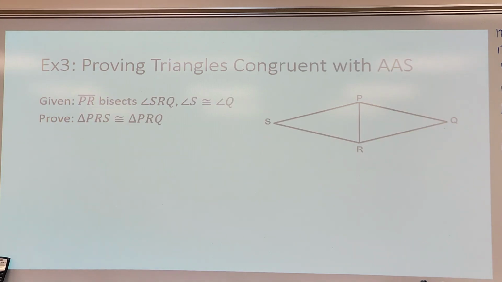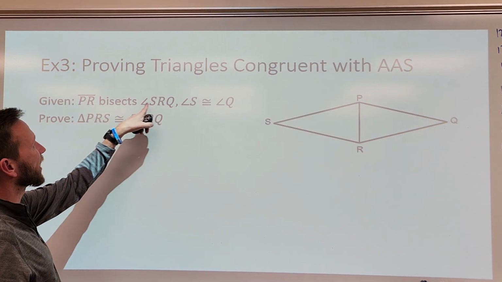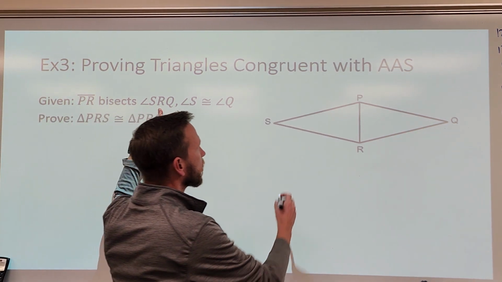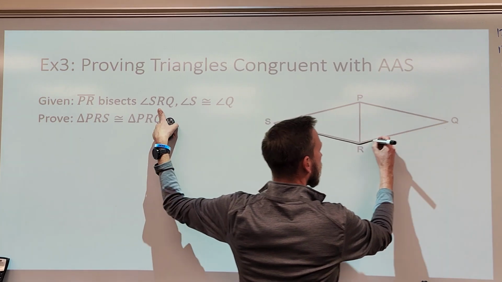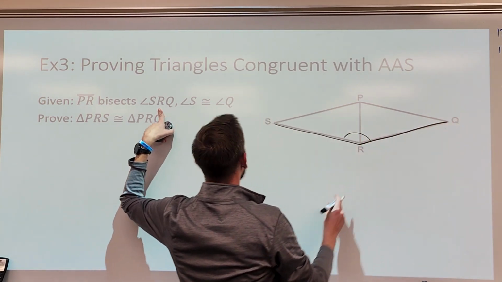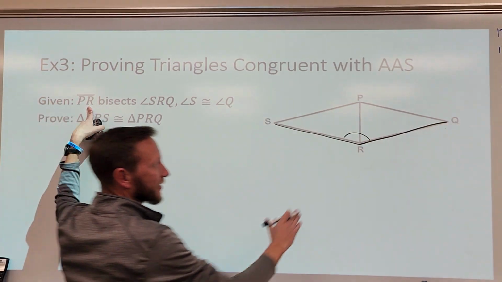So we're going to use angle, angle, side in this proof. I hope that you're enjoying seeing all these proofs done for you so that you can replicate them when you're in class. We are learning here that PR bisects angle SRQ. So this is angle SRQ. That's this angle right here. And they're saying that PR bisects that angle.